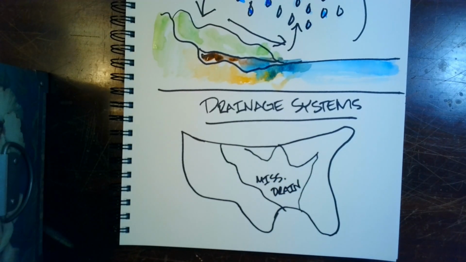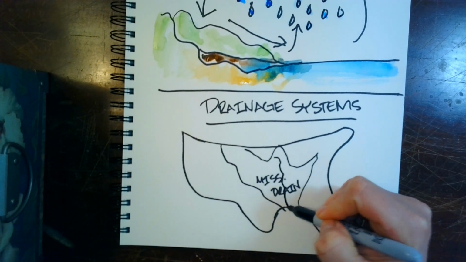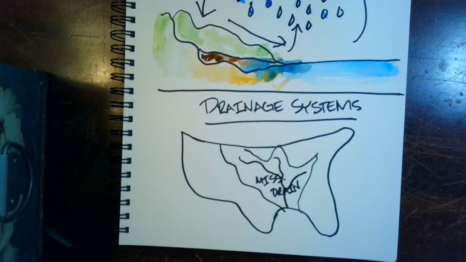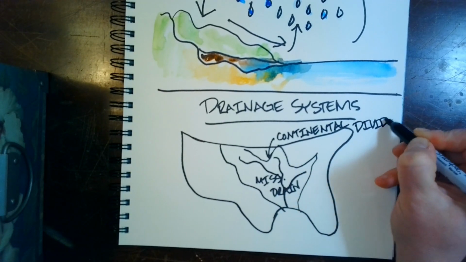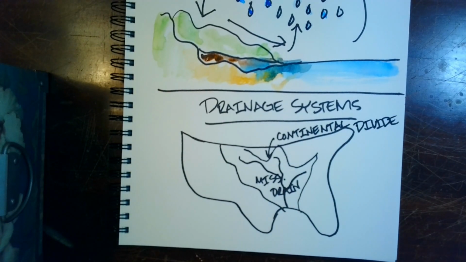The closest continental divide to southwest Minnesota is up by Morris, Minnesota, and the Red River flows north into the Hudson drainage basin, while the Minnesota River flows down into the Mississippi drainage basin.